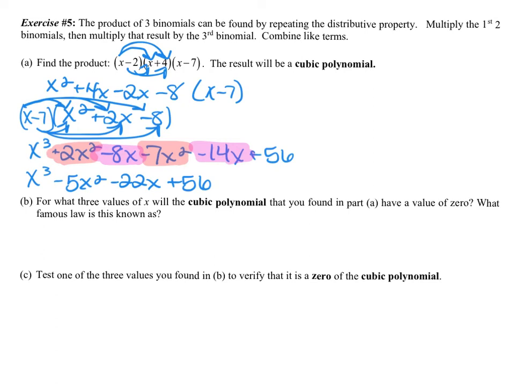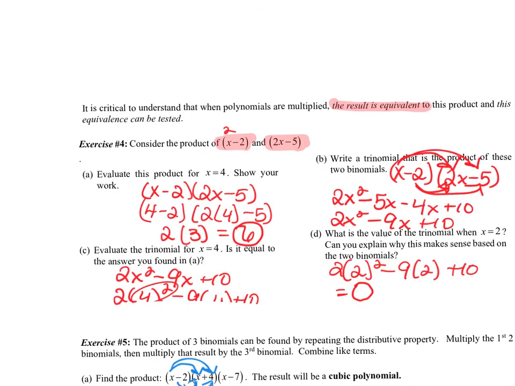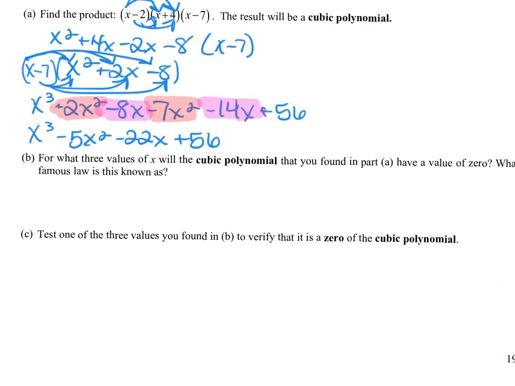Part B. For what three values of x will the cubic polynomial that you found in part A have a value of 0? What famous law is this known as? I'm just going to scroll up for a second. Remember when we did D, right? And we plugged in the 2 and we got 0. Notice how in the original, it's what made one of those 0. So that's basically what we're doing down here.